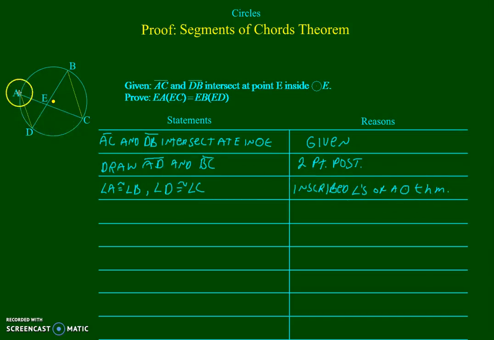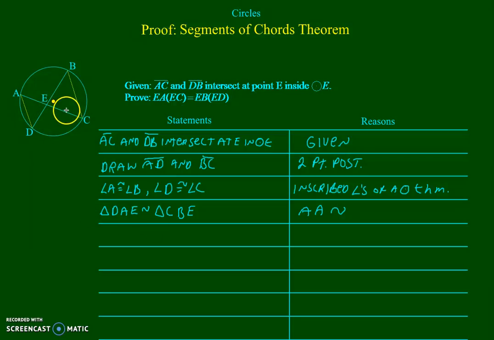So D intercepts AB, C intercepts AB, angle A intercepts DC, and angle B intercepts DC. So now I know that this angle is congruent to this and this to this. Therefore these two triangles are similar by angle-angle similarity. And that'll be our next statement. So now we have that these two triangles are similar.